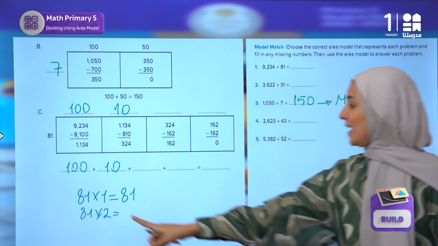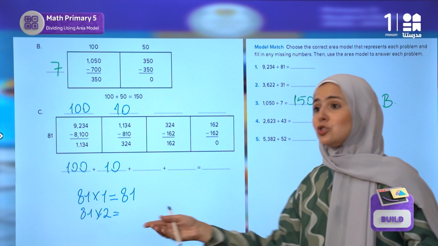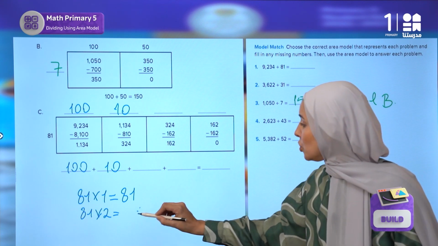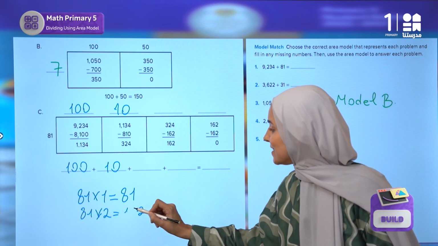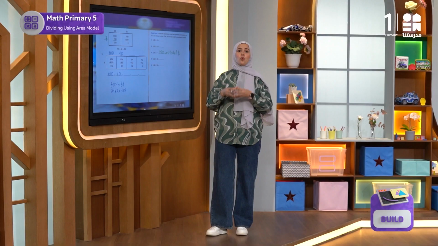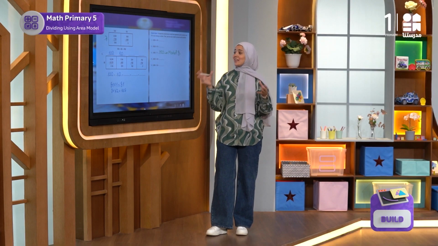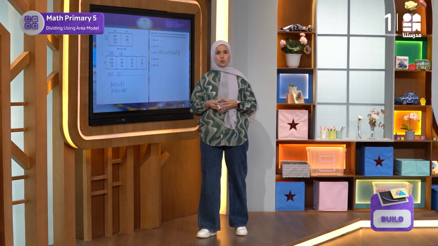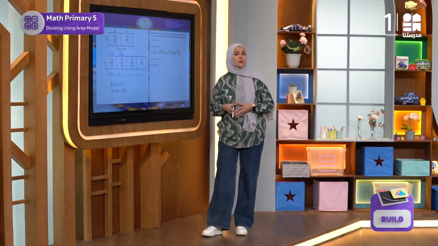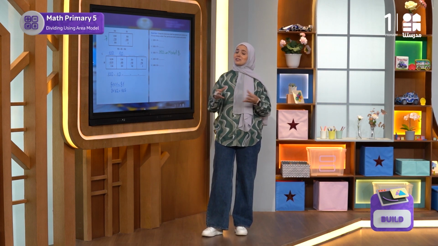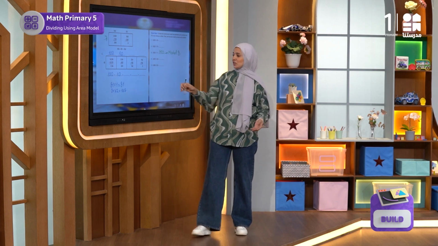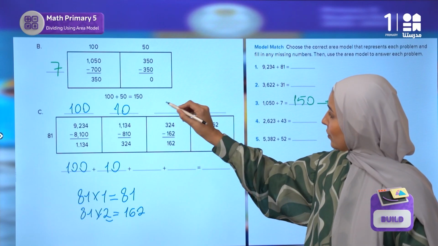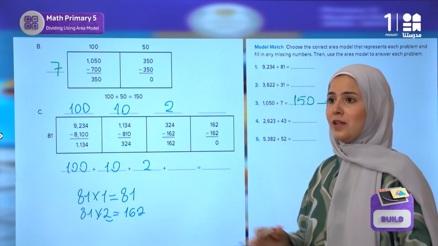Let's check. 1 times 2, this is equal to what? 2, and 2 times 8, this is 16. So the answer is 162. And this is what we're looking for. So what are we looking for? We're looking for the product of this division part, which is equal to what here? 2. I will write it over here and over there.